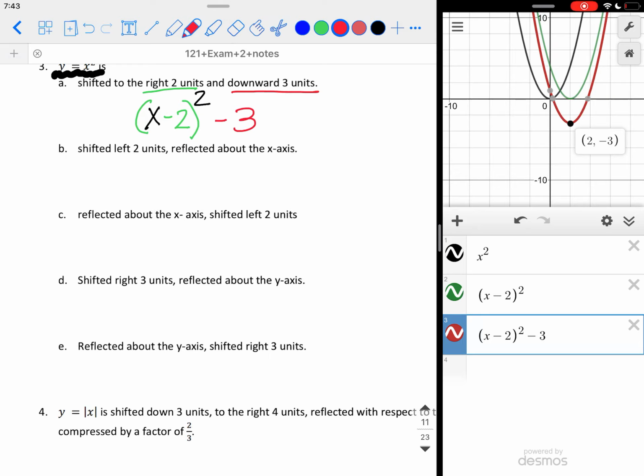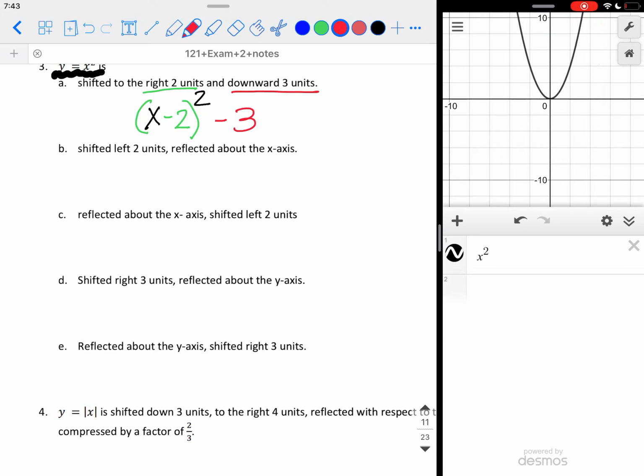Okay, so the next one. So let's have another kid here. We're going to start off with the same parent. So it says shift it to the left 2 units. So again, always start off with the parent. An x and a squared. Shift it to the left 2 units. Okay, so then that means I need to put a parentheses. And to the left 2 units is going to be plus 2.